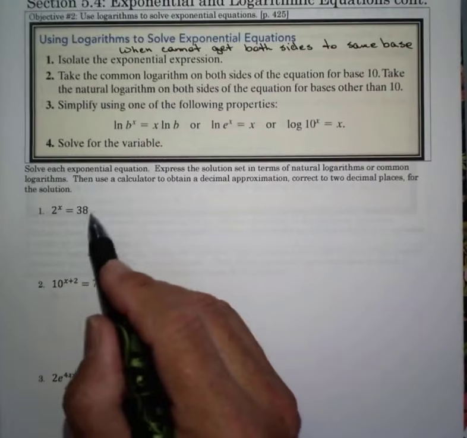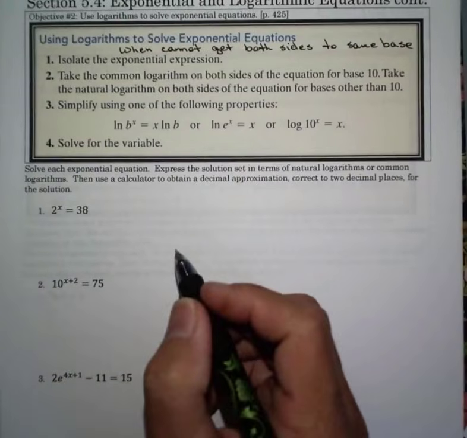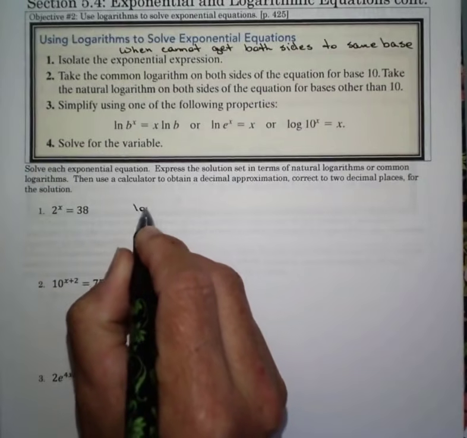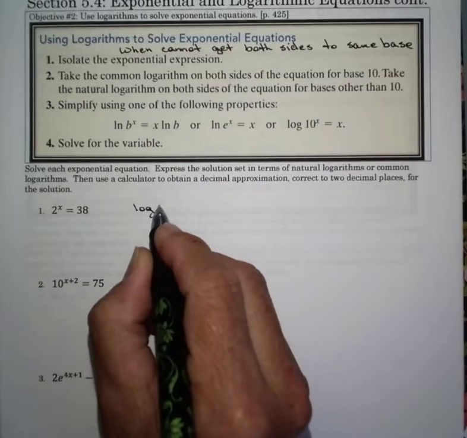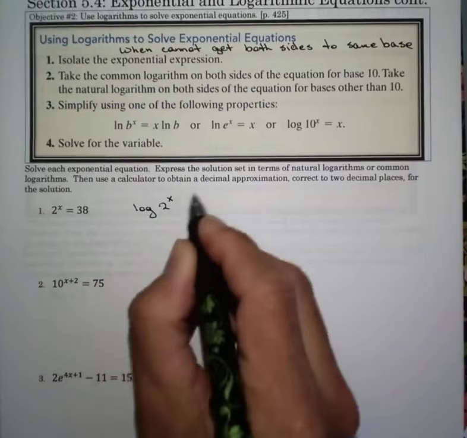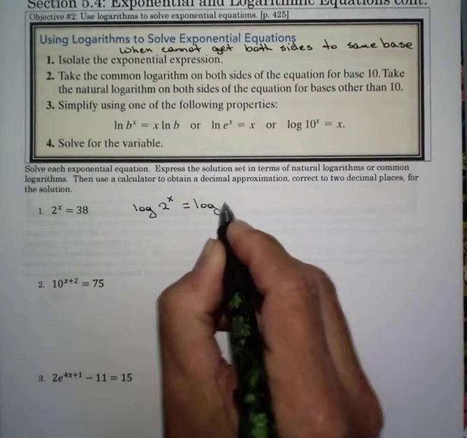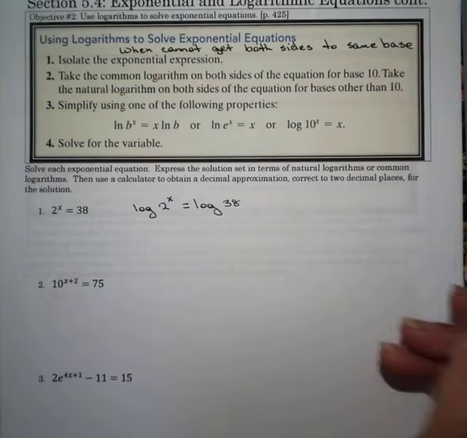So I've tried everything, and I can't get that to be 2 to the power of anything. So I know I've got to do logs. What I did first was take the log of both sides. I'm going to use the common log, like I said: log of 2 to the power of x is equal to log of 38. So I just did the same thing to both sides. I took the log of both sides.